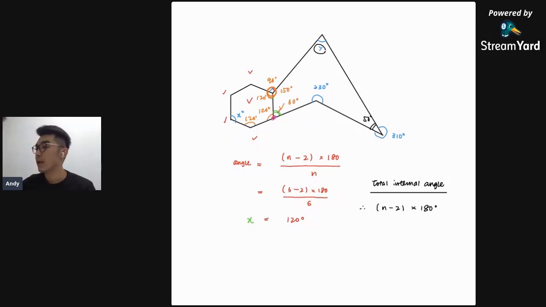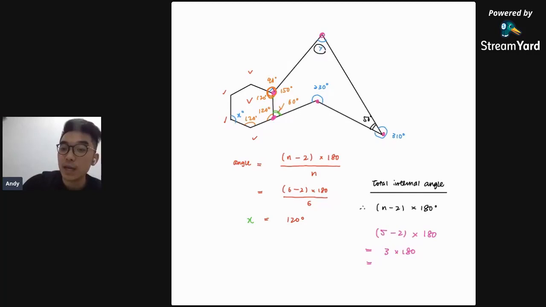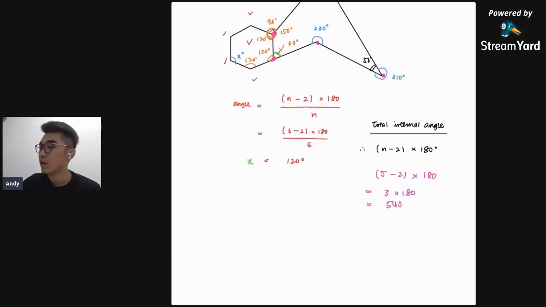There is one angle, 2, 3, 4, 5. There are 5. So 5 minus 2 times 180. So you have 3 times 180. That is the total angle. 540. So with 540, to find y equals 540 minus 50, minus 230, minus 150, minus 60.